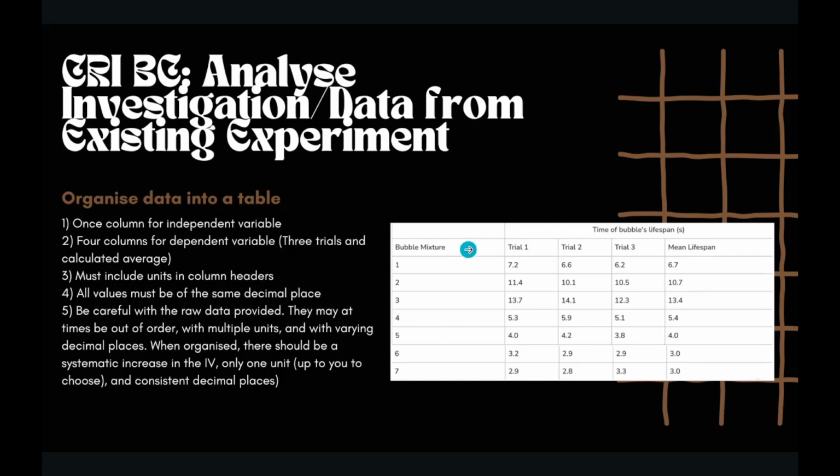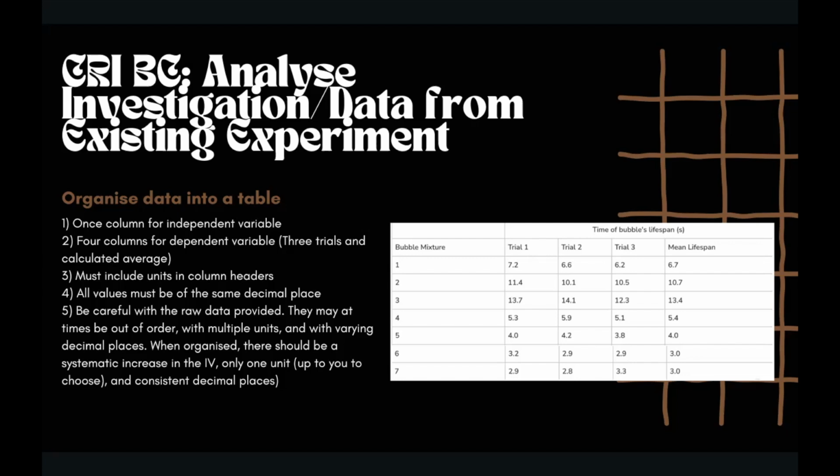So one thing that I noticed that e-assessment likes to do is whenever they give you pictures of the raw data that you have to include in the table, they always like to make it so that the data is either out of order, or they have multiple units and varying decimal places. So that's why usually this question has around 5 marks.